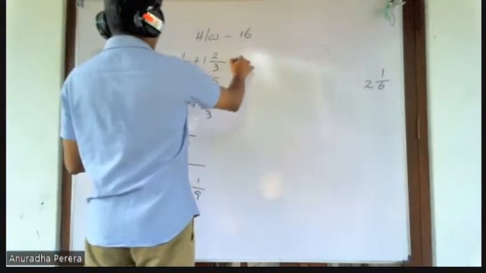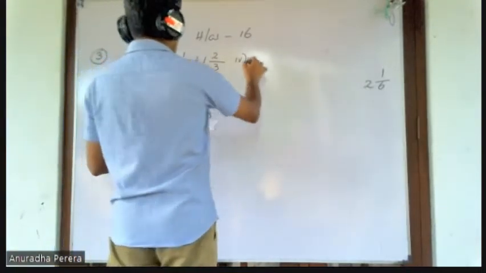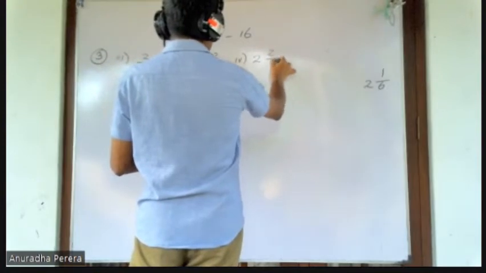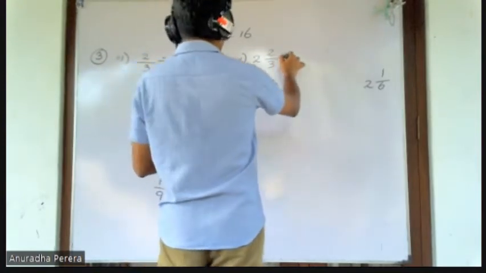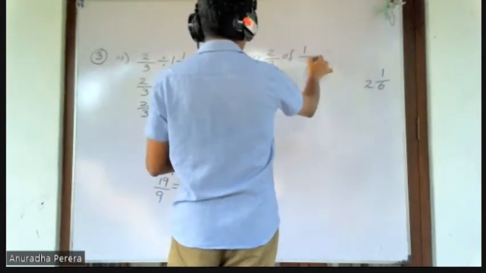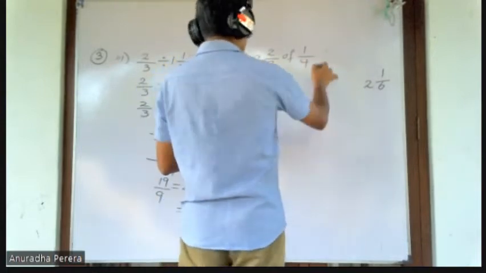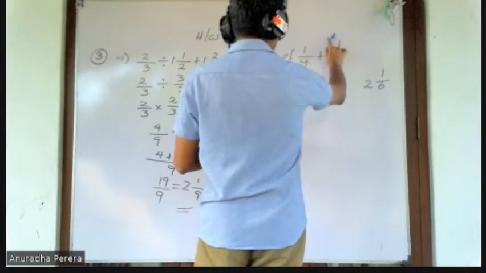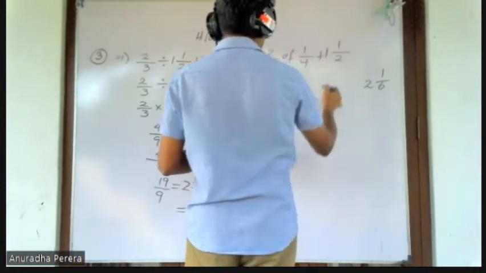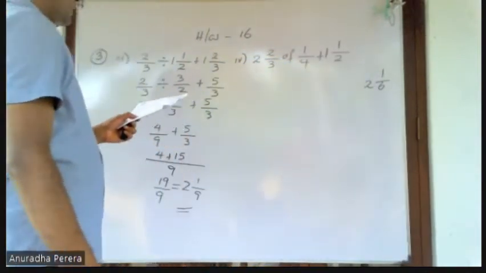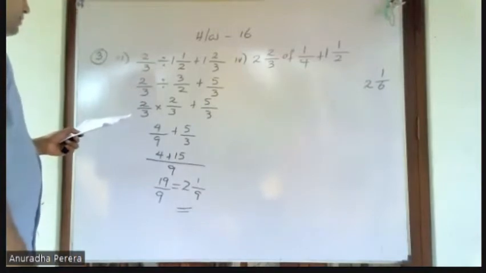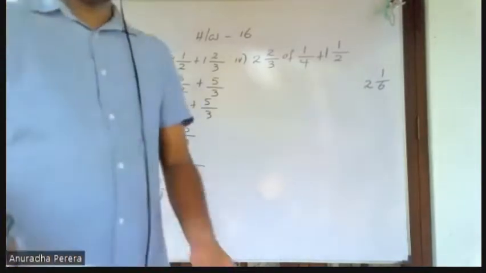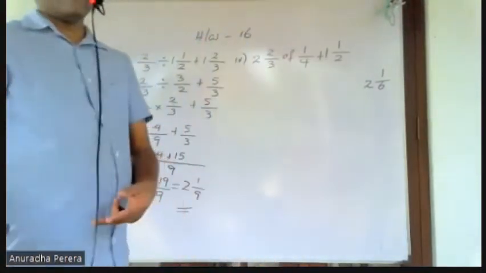Fourth question. 2/3 of 1/4 plus 1/2. 2/3, 1/4, 1/2. Hurry. Right.